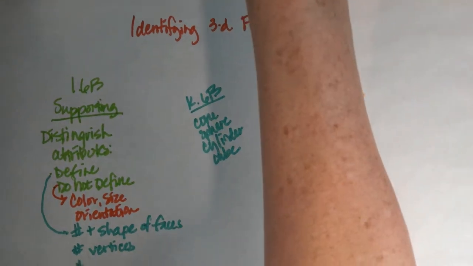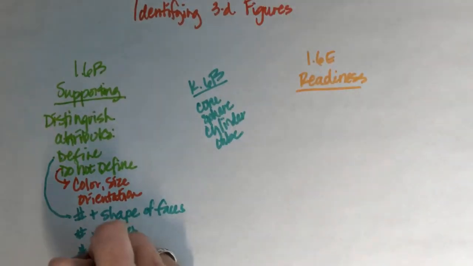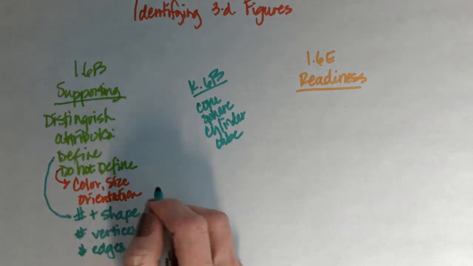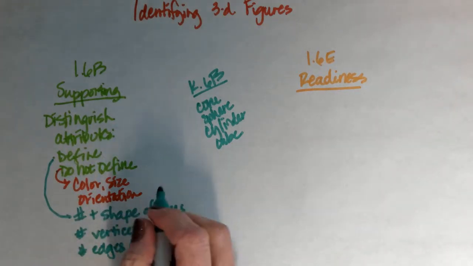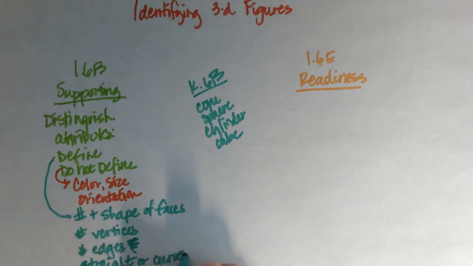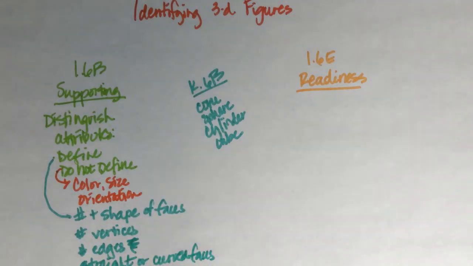Let's slide this down a little bit. And whether it is, I might run out of room right here. Let me write it over here. Straight or curved faces. Almost ran out of room there. So let's talk about 1.6e a little bit, and then we'll come back and talk about it all together.